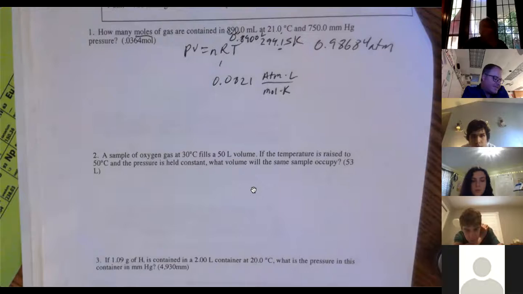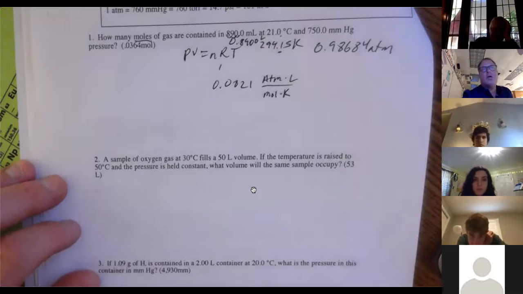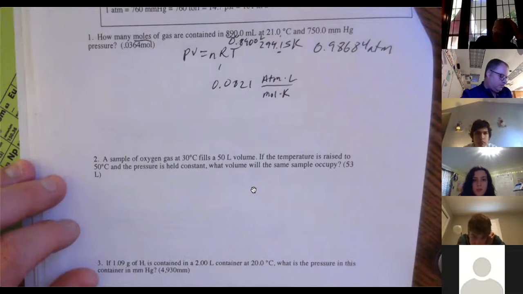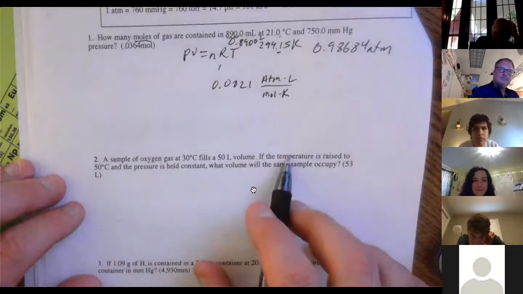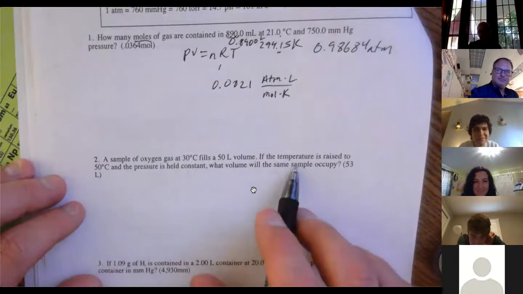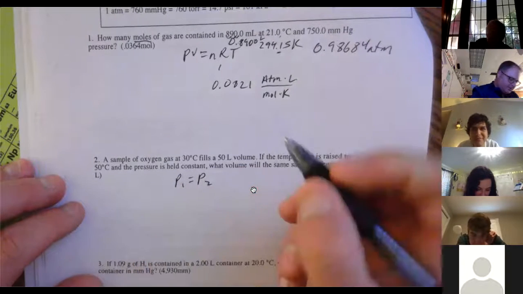A sample of oxygen gas at 30 degrees Celsius fills a 50-liter volume. If the temperature is raised to 50 degrees Celsius and the pressure is held constant, what volume will the same sample occupy? Ideal or combined? Combined gas law. Good. Do we need all the variables or can we cross one out? Pressure. P1 equals P2.